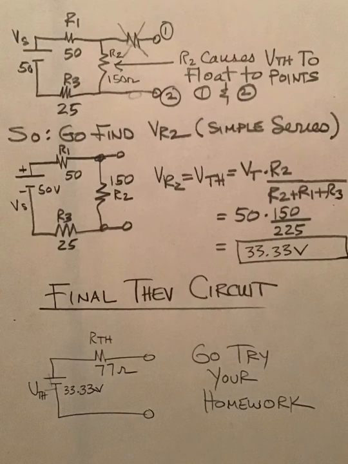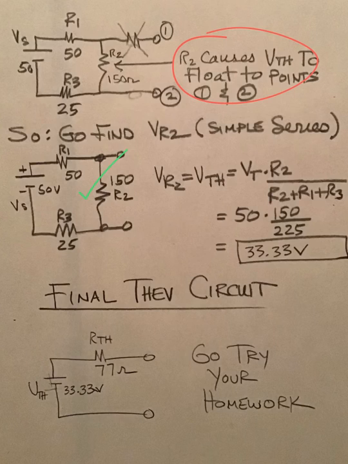So as you look at part 2 for finding Thevenin, look at your new circuit. You can see that I've highlighted the spot where R2 causes the voltage to float to pins 1 and 2. So what we actually have to solve is a simpler circuit than what we started with. We have a complete series circuit. If you look at the circuit with the check mark, it's a simple series circuit with 3 resistors.